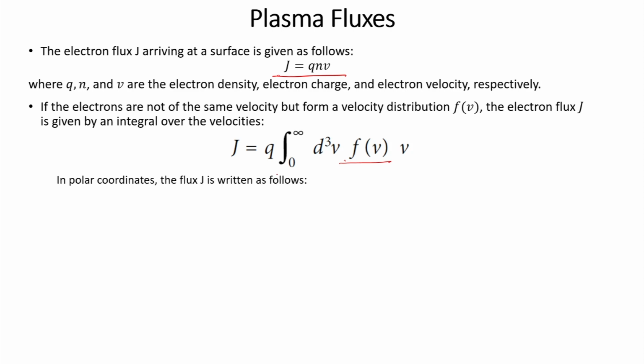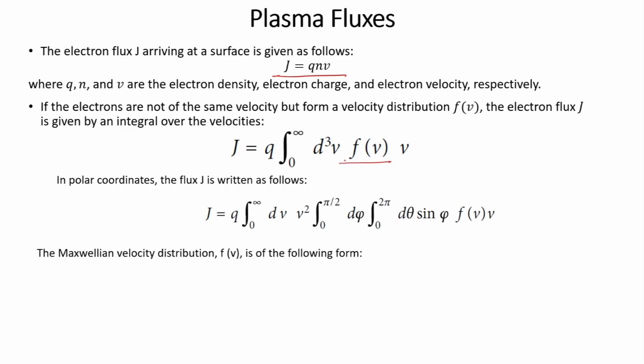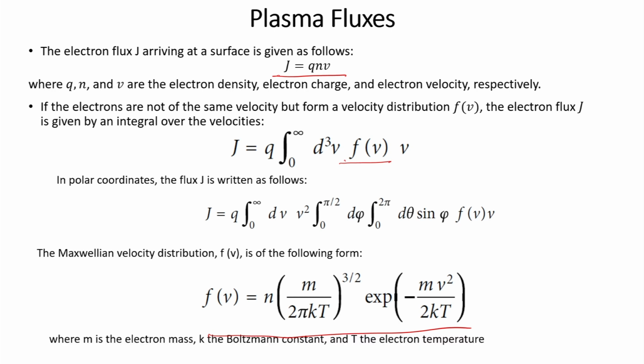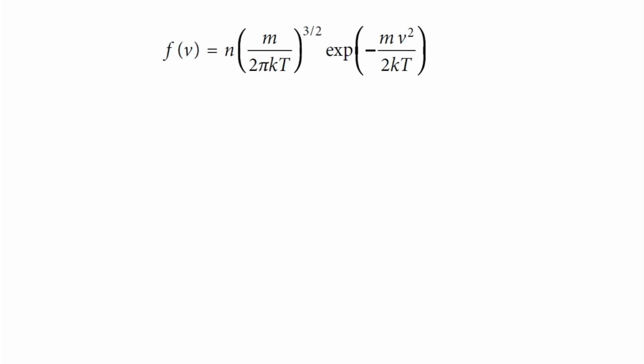So, I can write this expression like this, where this f will contain this n. If you remember this formula, I have given it a number of times, I will put it here also. Then I can write in the spherical coordinate or polar coordinate system like this, and this velocity distribution we already know, we discussed it in the last classes, where m is the electron mass, k is the Boltzmann constant, and T is the electron temperature. Okay. So, this is the same.